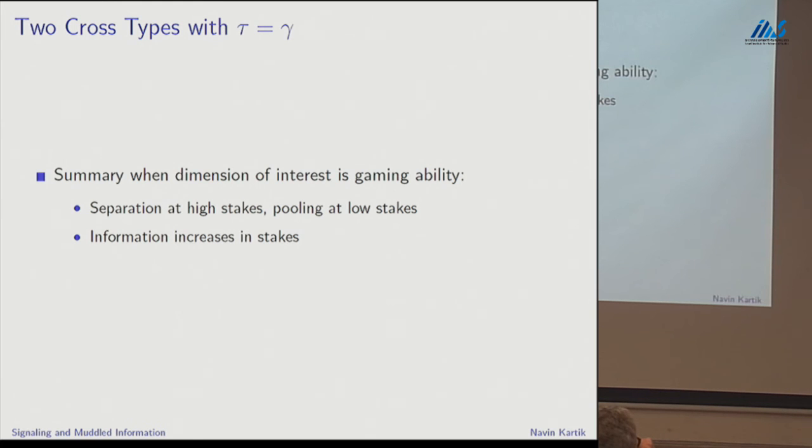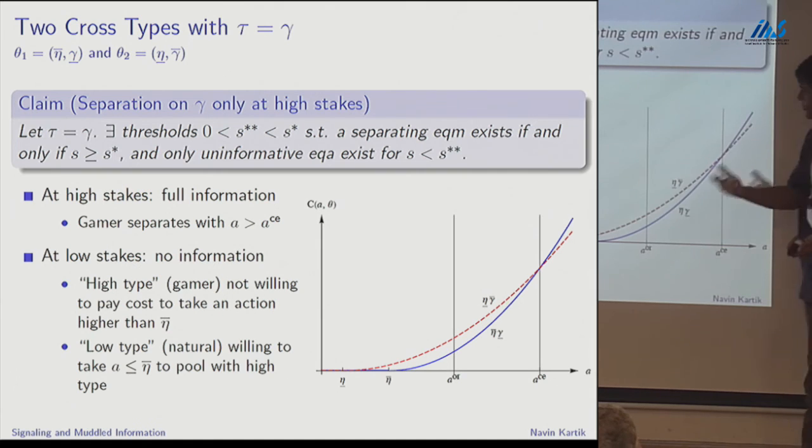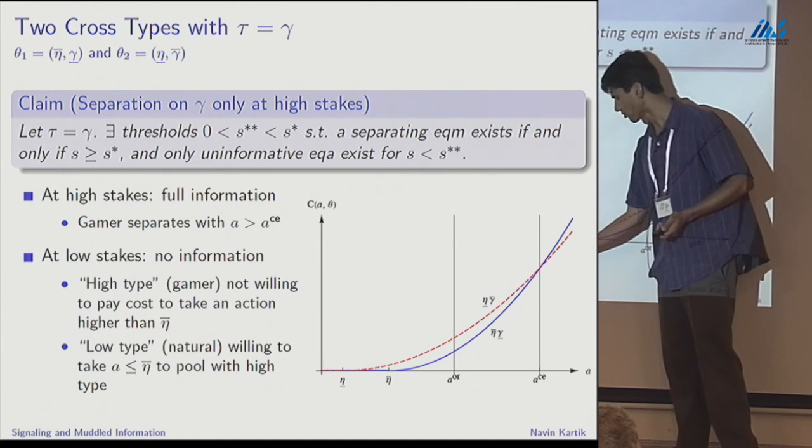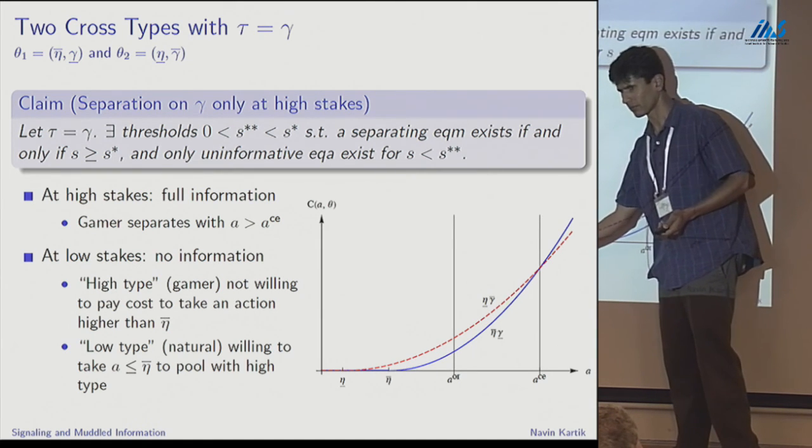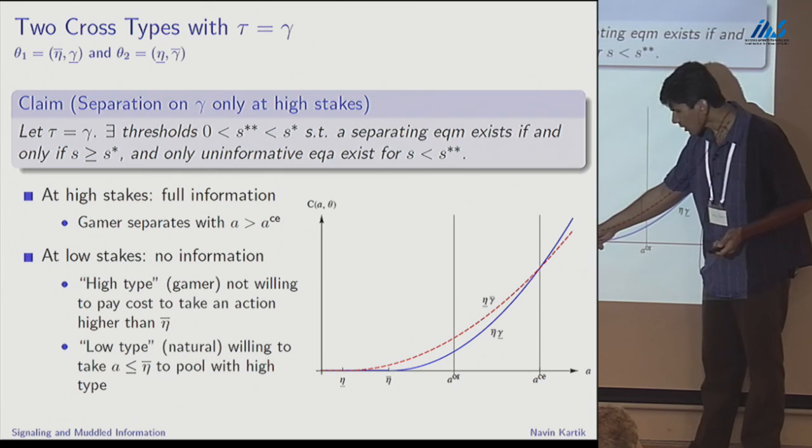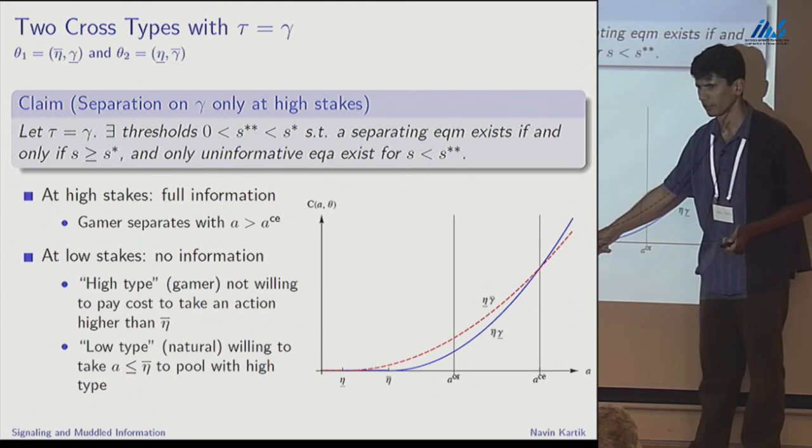It doesn't have to be. So, here's the trivial observation. You can also pool at lower actions. Oh, yeah, but it's higher than that. You could have pooling at higher actions as well.